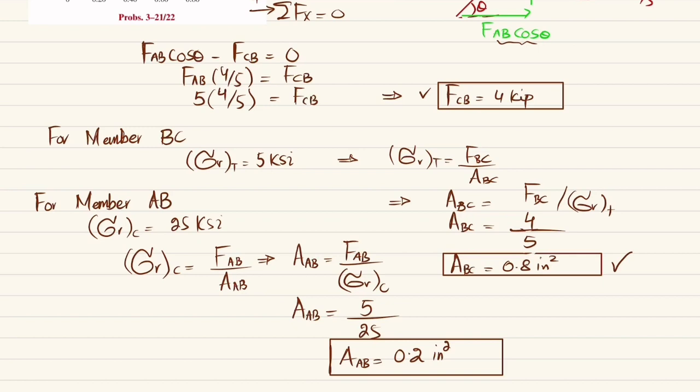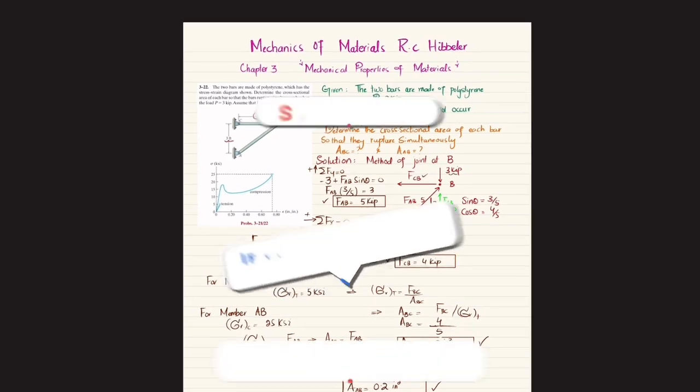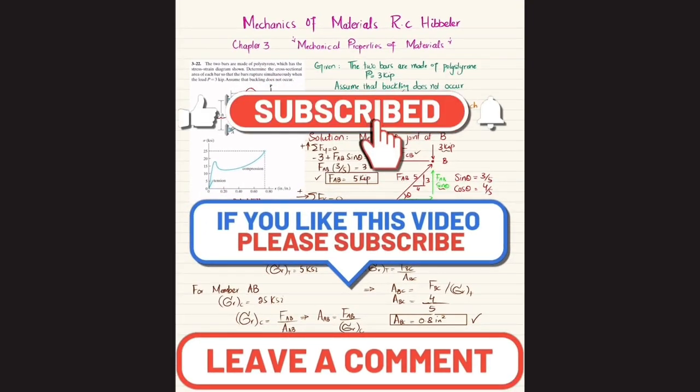And so this is the area of bar BC, and this is the area of bar AB, which will rupture simultaneously under a given load of P equal to 3 kips. And that was all about this problem 3-22.